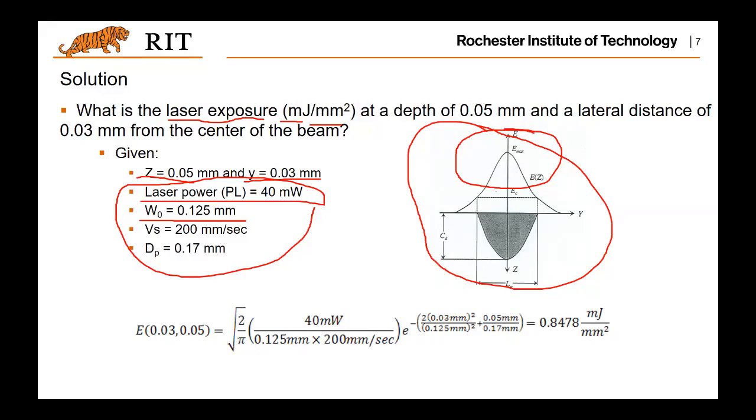the Gaussian half diameter W0, also the velocity of the laser scan, and the penetration depth. So you can easily substitute these knowns into this equation, and it turns out you will have the laser exposure at this specific point. So that's the simplest application of this equation.